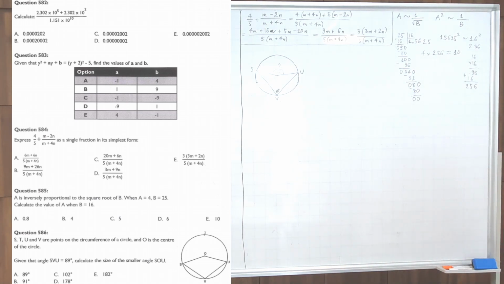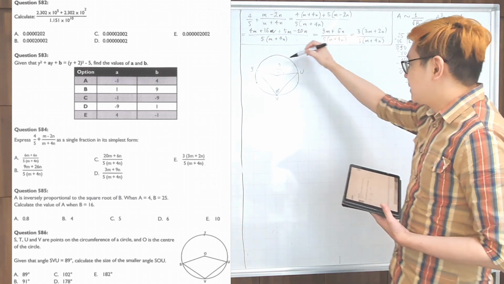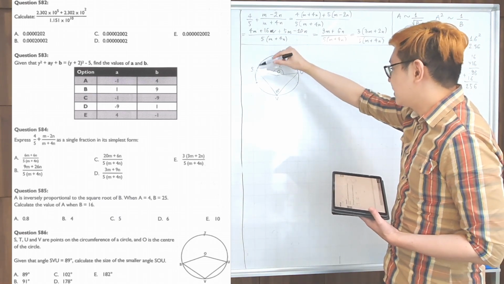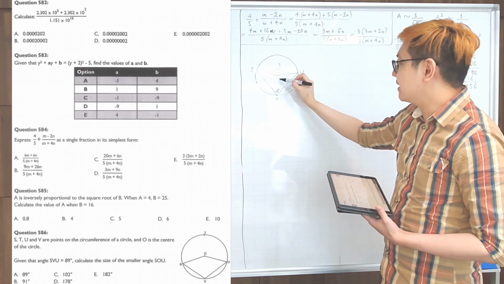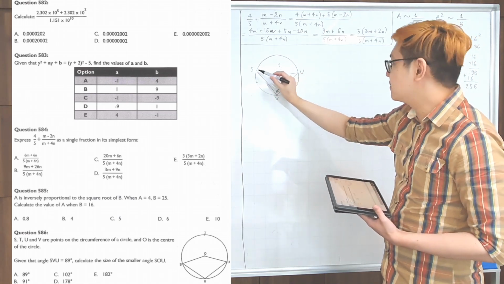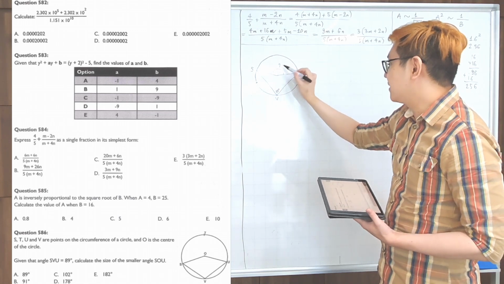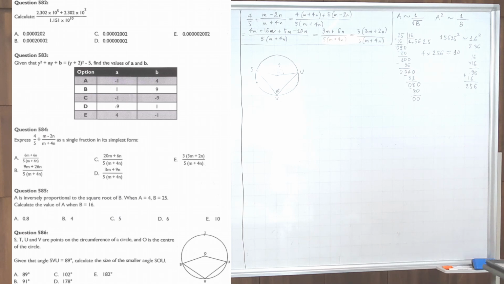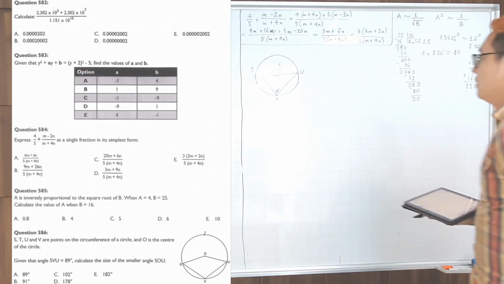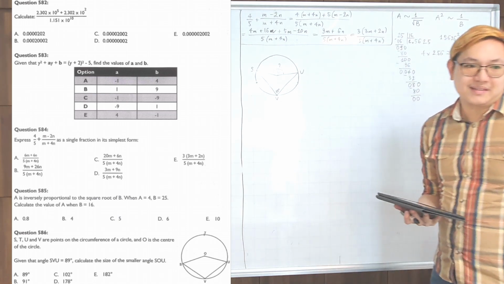I think this is what they asked you for. This is the smaller angle of SOU. This is the larger angle of SOU. The one below is the larger angle of SOU, and this one is the smaller angle of SOU. The bigger one and the smaller one of the same angle. So what do you think?